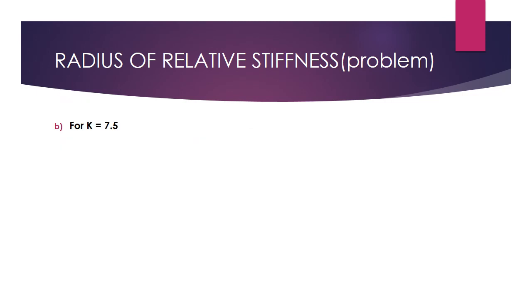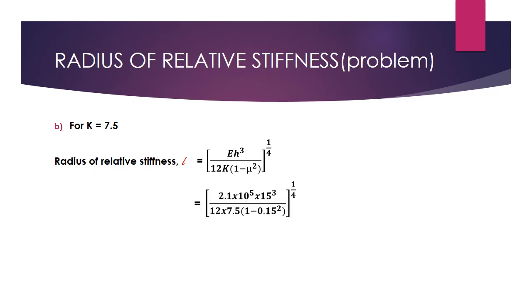For the K value of 7.5, we will repeat the same process, using this formula and substituting the values. All the values are the same, however the value of K is now 7.5. So just substitute all the values and calculate it. You will get 53.3 centimeter, which is the final value of radius of relative stiffness.